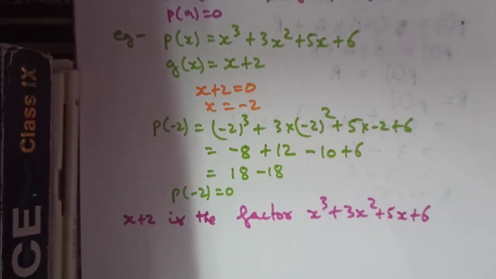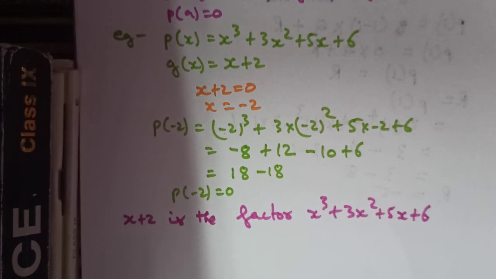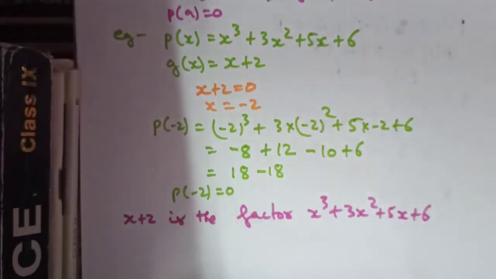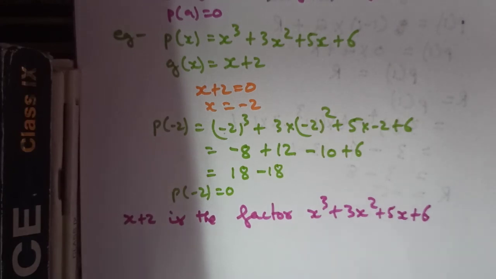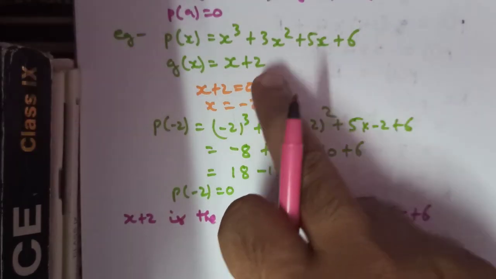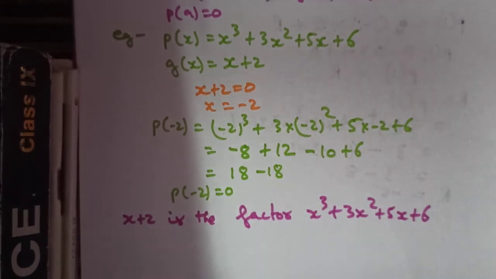The second type of question can come in this way: it is given that the polynomial p(x) is x cube plus 3x square plus 5x plus 6, and it is given that x plus 2 is a factor of the given polynomial. Then find out the value of p(a). So obviously if p(x) is given and x plus 2 is a factor, then the value of p(a) will also be equal to 0. I suppose the concept is clear now.